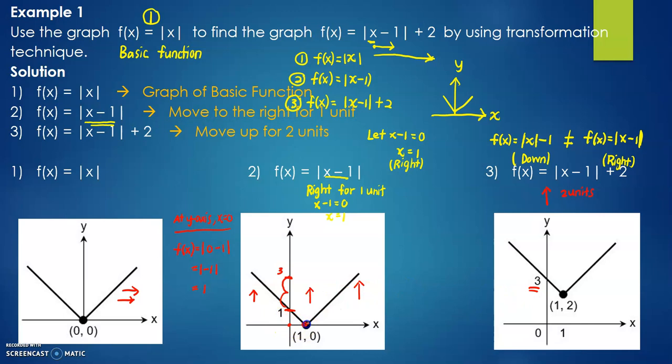Same as this point, it will move up by 2 units: 1 unit, 2 units. The x-coordinate is still the same, which is 1, but from 0, because it moves up by 2 units, it will become 2. That's why this point is (1, 2). So this is the transformation of a graph, and this technique is known as the transformation technique. First the graph is moved to the right by 1 unit, then it moves up by 2 units.